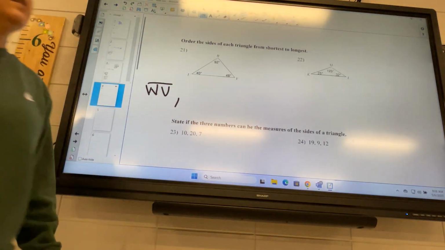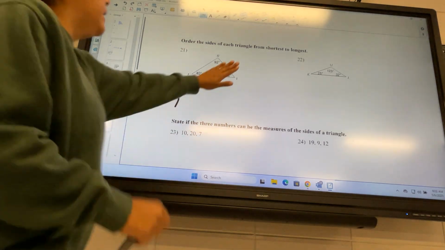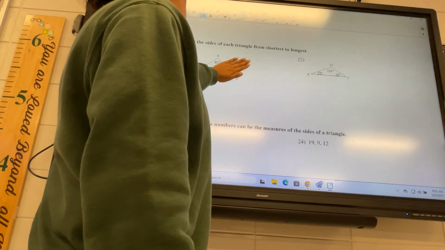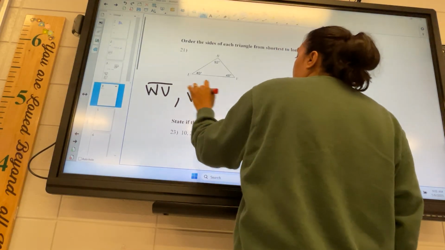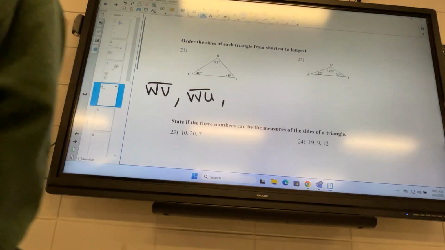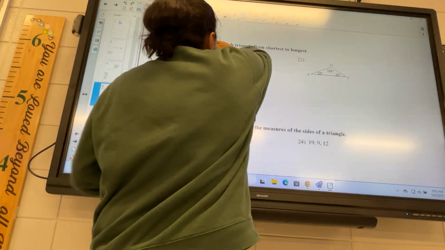And then what comes the next biggest number after 40? 48. So you're going to cover that one up, and what two letters are left? WU or UW. Okay, and then our biggest one is what? The 92. So you're going to cover that up, and we've got UV or VU.